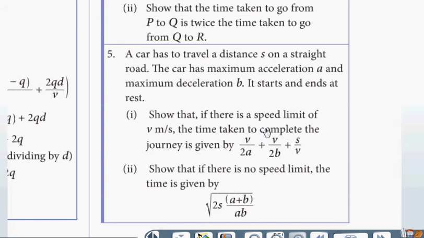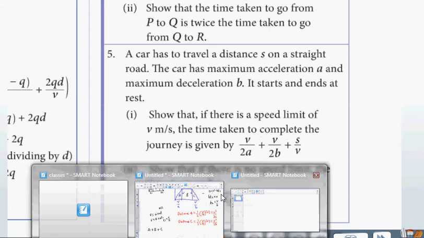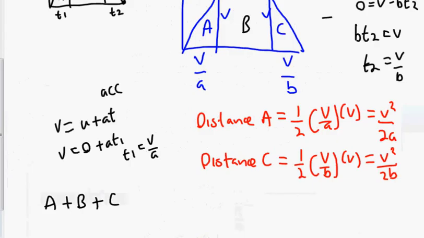So the whole goal of this question is you have to find the distance at constant velocity, and once you get the distance at constant velocity, you can get the time at constant velocity, because you know it goes v all the way across. So just to reiterate that point, we're going to find out the distance B, then we're going to divide it by the speed because it's at constant velocity all the way through this section. So what we're going to get is that's all equal to s. And distance B is equal to s minus A minus C.